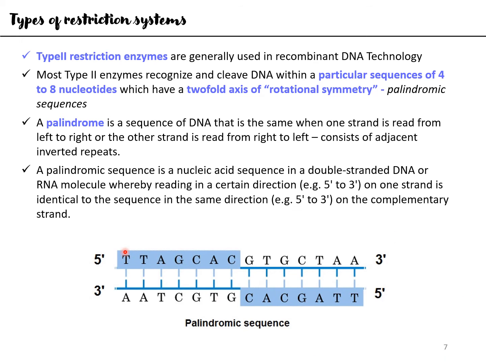You see, you start from here, you have T, T, A, G, C, A, C. From here, you have the same T, T, A, G, C, A, C. So this is called a twofold axis of rotational symmetry, because if you rotate it about this point, so from this point you turn it like this and then you flip it, you will have the same sequence. Hence, a palindromic sequence.